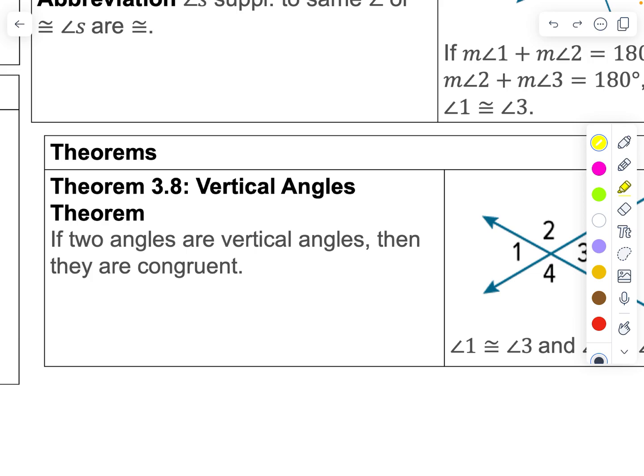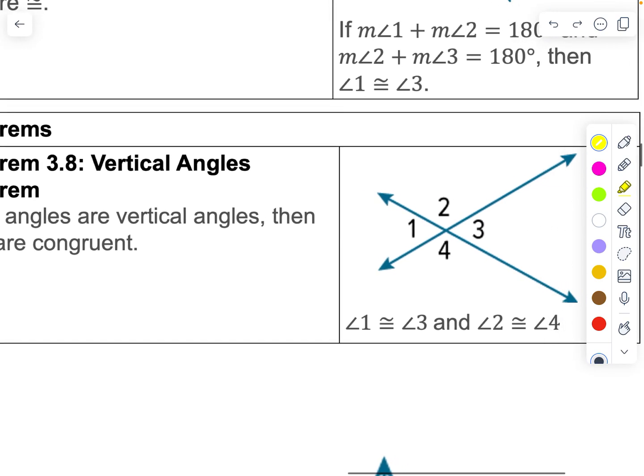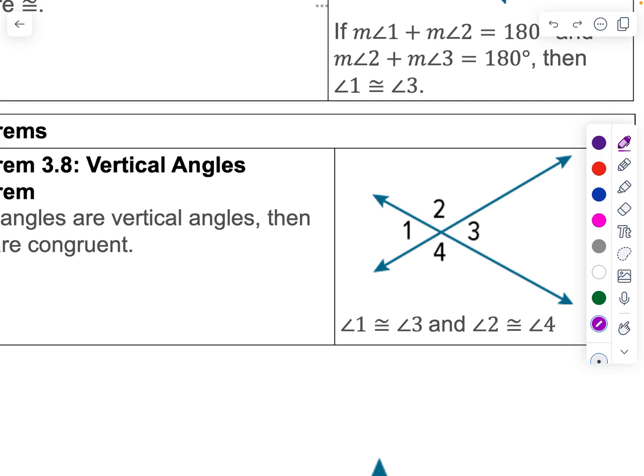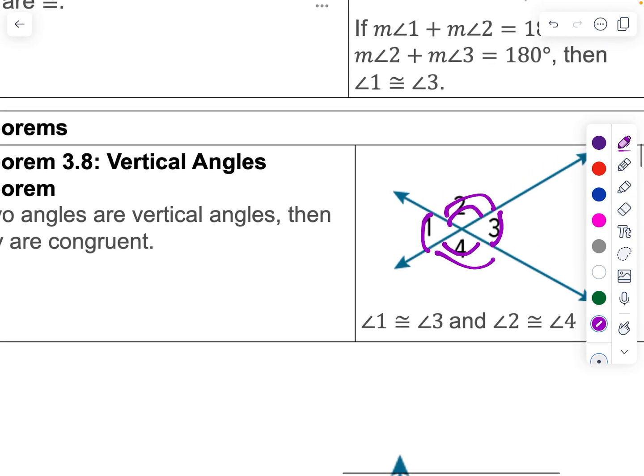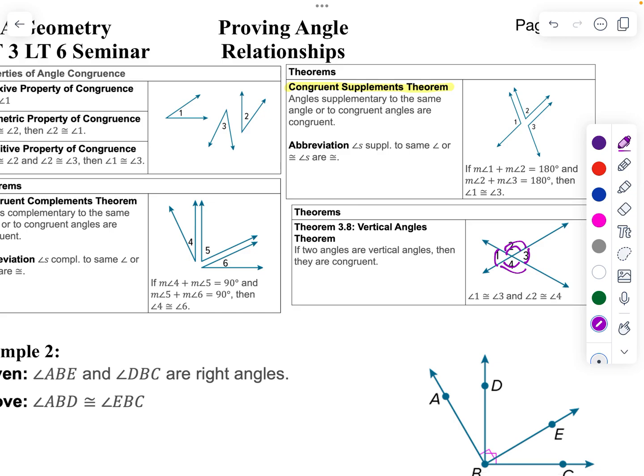And if I take a look at the vertical angles theorem, which we used extensively in Chapter 2, we know vertical angles have to be congruent. So if I've got vertical angles, I know angle 1 is congruent to angle 3, 2 is congruent to 4. That's a simple one to use. Anytime you have two lines crossing, I know those two angles are congruent.